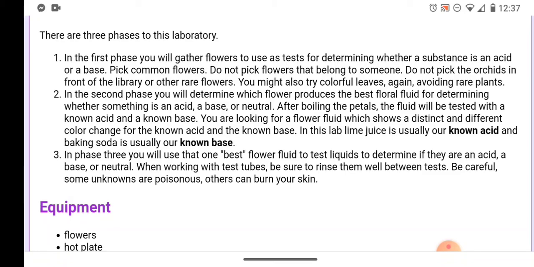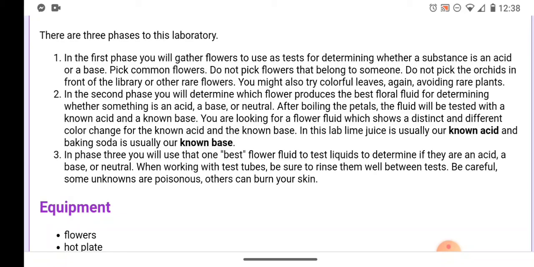We'll be using the flowers to generate a fluid that we hope will detect whether some liquid is an acid or base. A previous video has helped you, I hope, understand a little bit about acids and bases. In the second part of the residential laboratory, we determine which flower is producing the best fluid for determining whether something is an acid, a base, or possibly neutral.